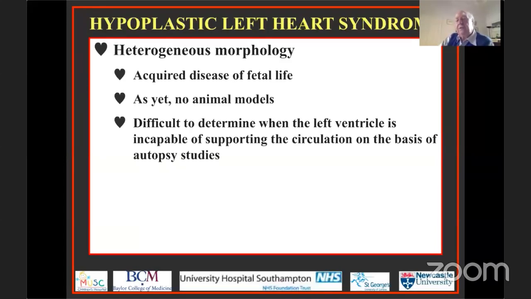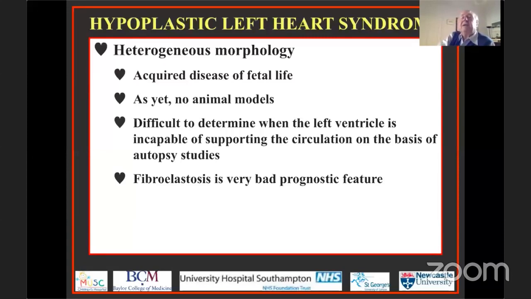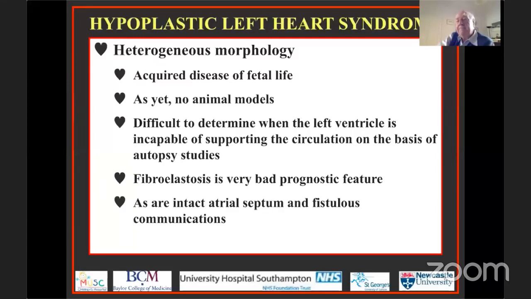So it can be difficult in the autopsy room to determine when the left ventricle is incapable of supporting the circulation. I know that it can also be difficult in the clinical situation, but in most instances, we don't have that problem. Because when we have fibroelastosis, even in the setting of combined aortic and mitral stenosis with a reasonably sized left ventricle, if it has that fibroelastotic lining, that is very bad news. And in most instances, that points you towards the functionally univentricular repair. We know there are other bad prognostic features, particularly the integrity of the atrial septum, fistulous communications, and that could well point you towards cardiac transplantation as the preferred option.